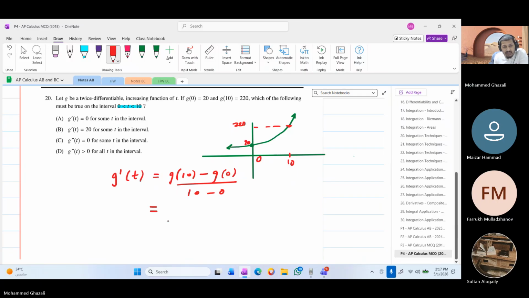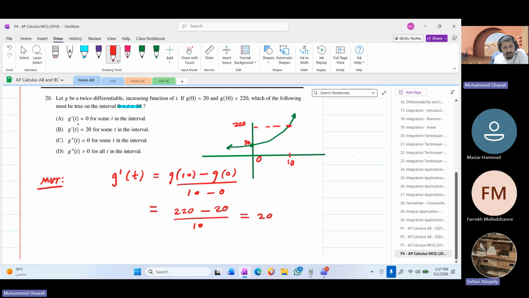It's more like MVT, right? So you can look into the theorems. It's definitely not IVT because you're talking about derivatives. So g of 10 is 220, minus g of 0, which is 20, over 10. That's 200 divided by 10, which is 20.